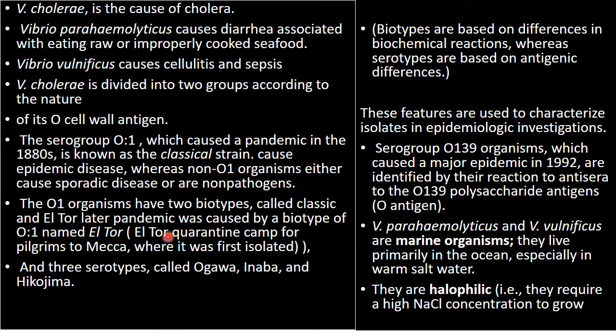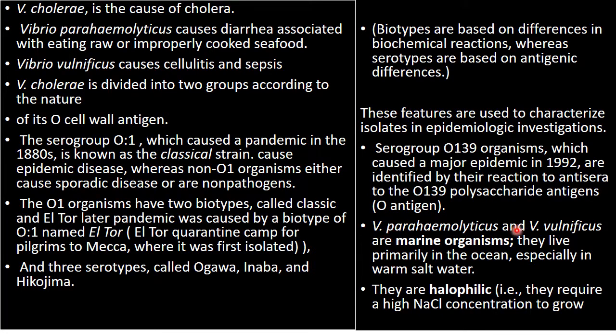The El Tor biotype is named because El Tor caused an epidemic in the quarantine camp for pilgrims to Mecca, where it was first isolated, so its name is El Tor. The other serotypes are Ogawa, Inaba, and Hikojima. Now these biotypes are based on differences in biochemical reactions, whereas serotypes are based on antigenic differences. These features are used to characterize isolates in epidemiological investigations. Serogroup O139, which caused a major epidemic in 1992, is identified by antisera to the O139 polysaccharide O antigen.